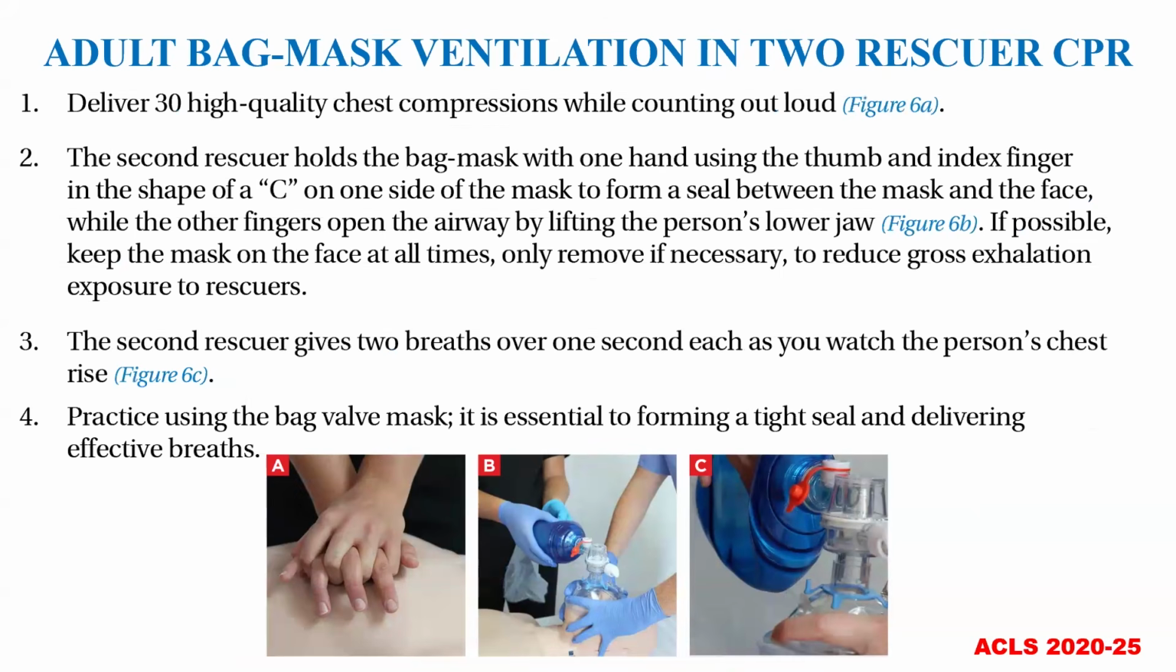Bag mask ventilation in two rescuer CPR. Deliver high quality chest compressions, that is 30 high quality chest compressions, counting out loud. I want to emphasize that because all the team members should know what's going on. The second rescuer holds the bag mask with one hand, using thumb and index finger in the shape of a C on one side of the mask to seal the mask against the face, while the other fingers open the airway by lifting the person's lower jaw.